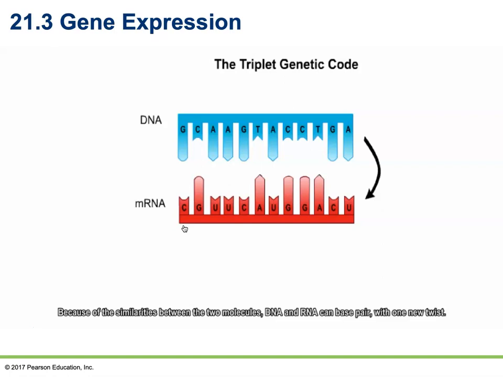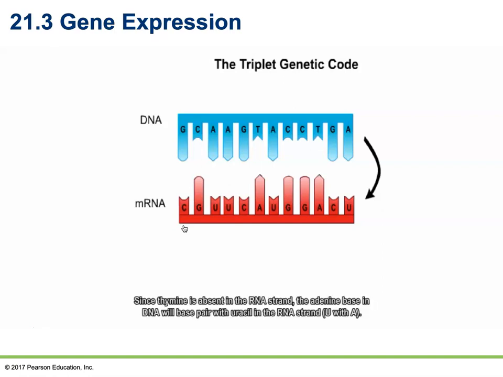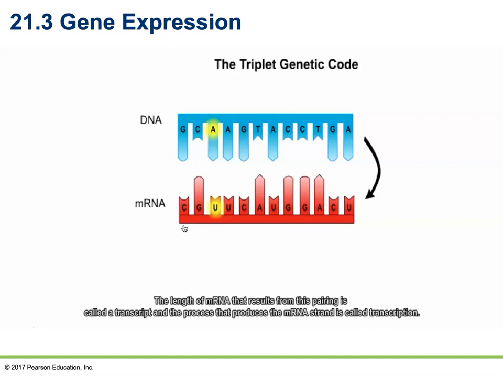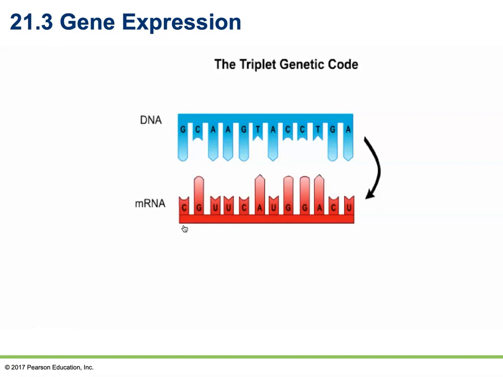Because of the similarities between the two molecules, DNA and RNA can base pair with one new twist. Since thymine is absent in the RNA strand, the adenine base in DNA will base pair with uracil in the RNA strand, U with A. The length of mRNA that results from this pairing is called a transcript, and the process that produces the mRNA strand is called transcription.